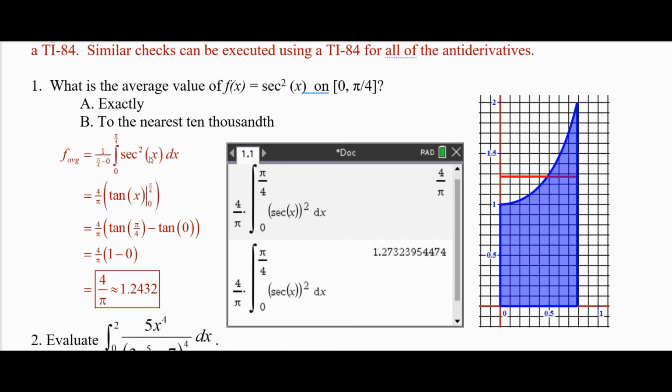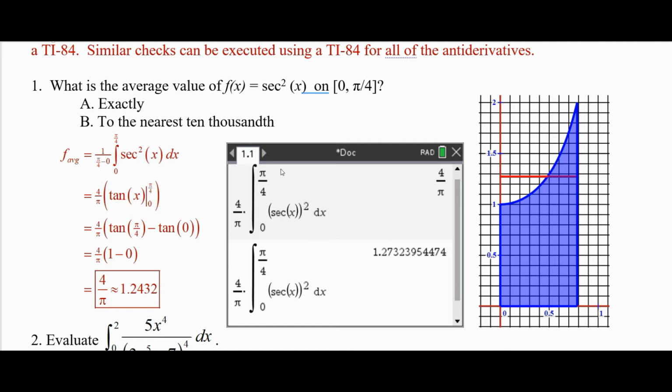Secant squared of x is the derivative of tangent of x. So tangent of x is an antiderivative. And then we just evaluate that from 0 to pi over 4. So that's tangent of pi over 4 minus tangent of 0. Tangent of pi over 4 is 1. Tangent of 0 is 0. And so the answer is 4 over pi, which we can get approximately in our calculators as 1.2732.